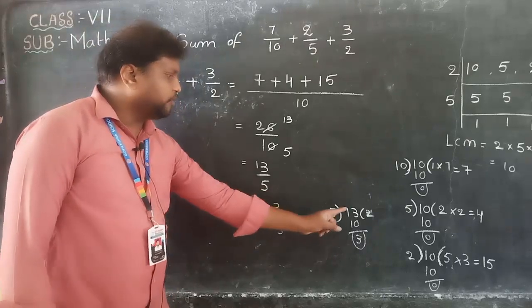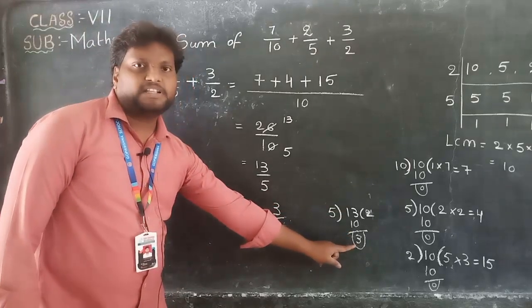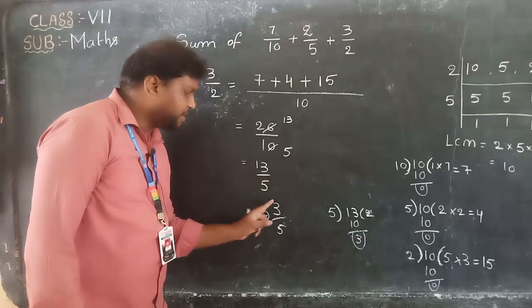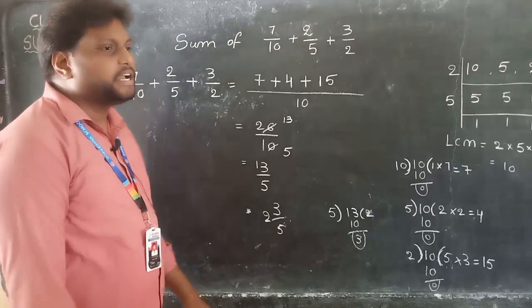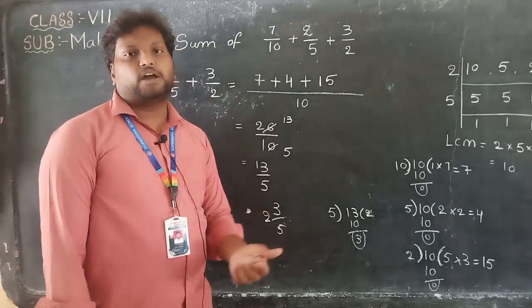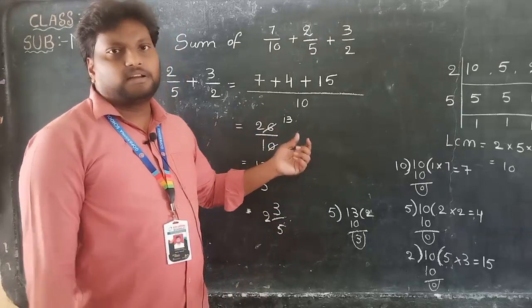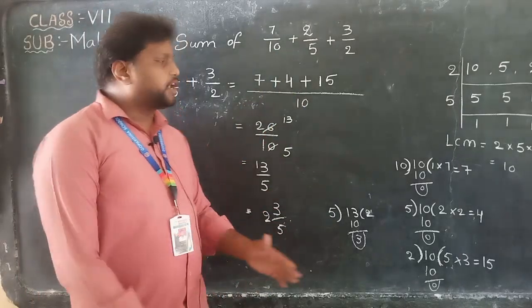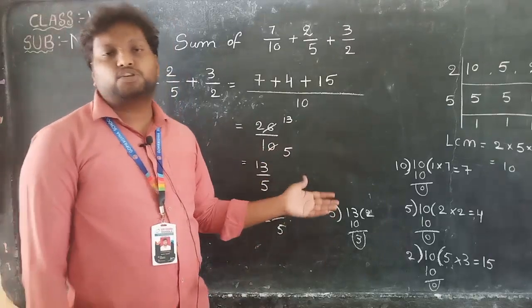Then 5 table: 5 twos are 10. Remainder is 3, that's why 2 3 by 5. 2 3 by 5 means 5 twos are 10 plus 3, 13 by 5. This is the sum of unlike fractions with 3 or more fractions. Same method, not only for 3 fractions, for 4, 5, 6, whatever it is, we can follow this method. For 2 fractions also we can apply it.